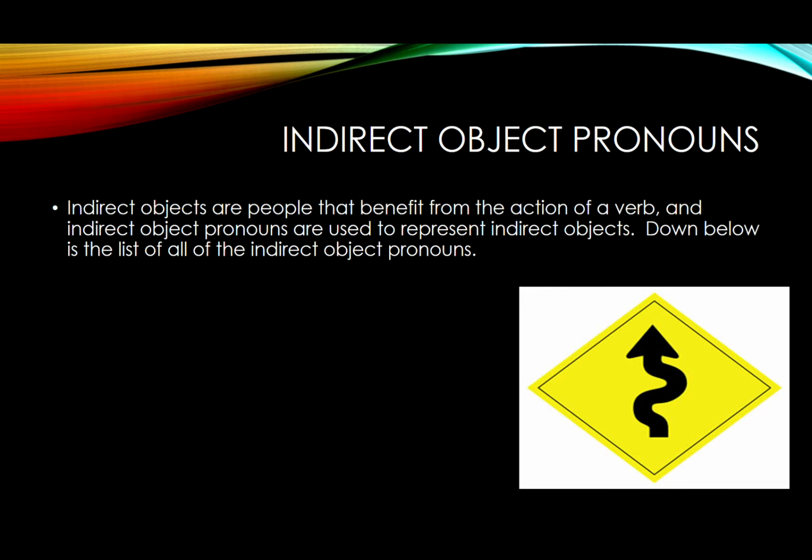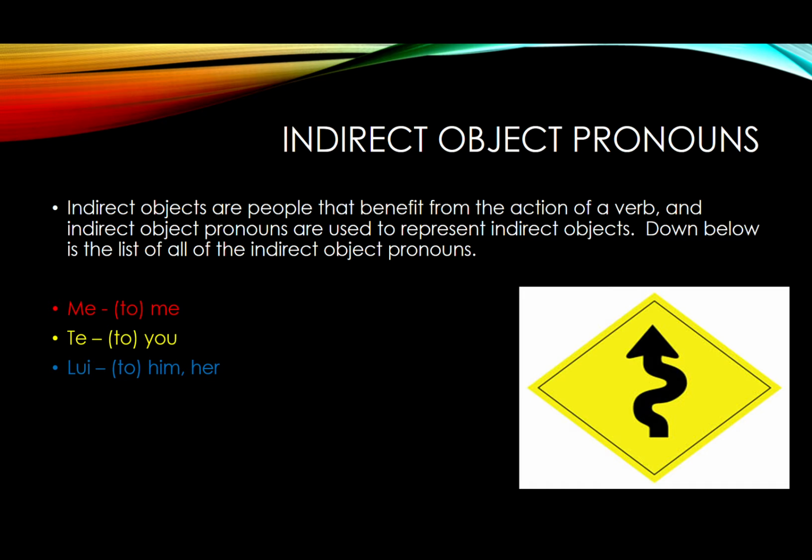Now, indirect object pronouns. Indirect objects are people that benefit from the action of a verb, and an indirect object pronoun is used to represent indirect objects. Down below is the list of all the indirect object pronouns. Me, which would be to me. Te, which would be to you.